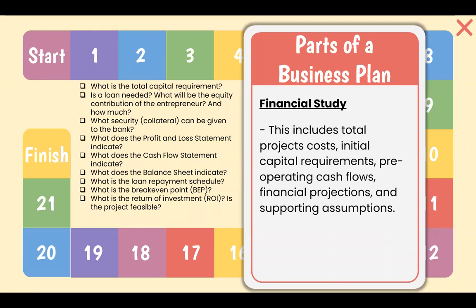Number 8, financial study. This includes total project cost, initial capital requirements, pre-operating cash flows, financial projections, and supporting assumptions. These are the guide questions. What is the total capital requirement? Is a loan needed? What will be the equity contribution of the entrepreneur and how much? What security or collateral can be given to the bank?